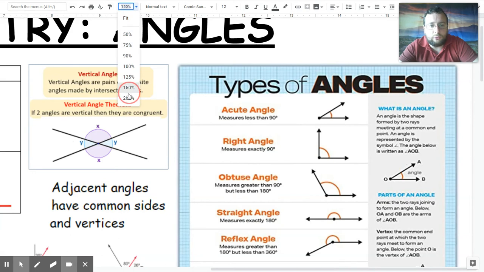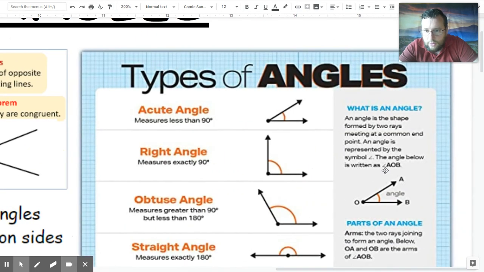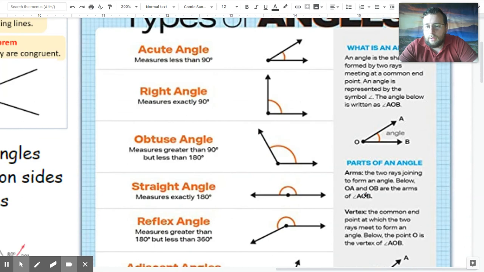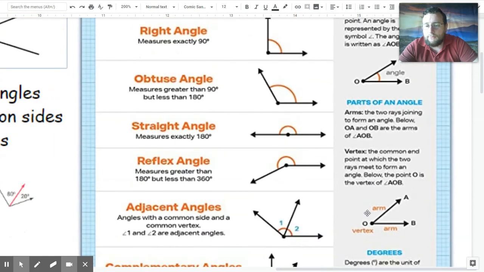Let me try to get close so I can pinpoint what I'm actually talking about. That symbol right there, right? So representing AOB. Now, like I said, the arms or sides are the two rays that join to form the angle, and the vertex is the point that connects them.